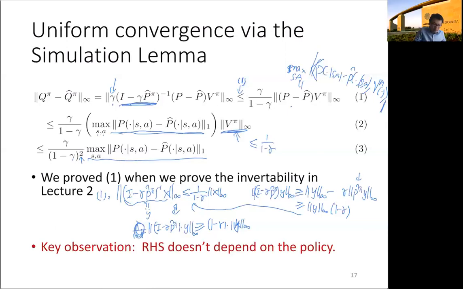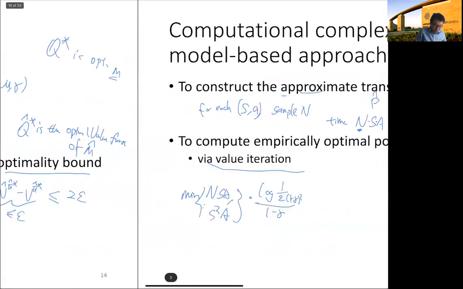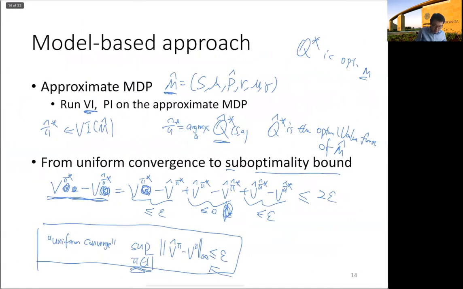Okay, so now one key observation is the right-hand side is a quantity of stochastic approximation that doesn't depend on the policy at all. So if we come up with a high probability bound of this term, then that will imply that the result will hold simultaneously for all policies. Hence we can essentially add a sup over pi here, which gives us what we want from the previous page. Well, yeah, this kind of bound.